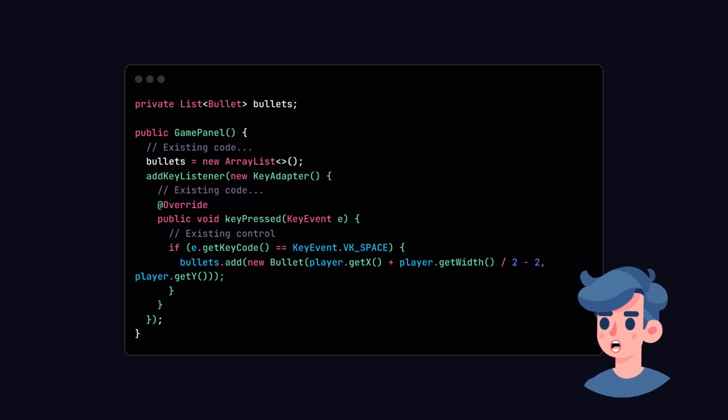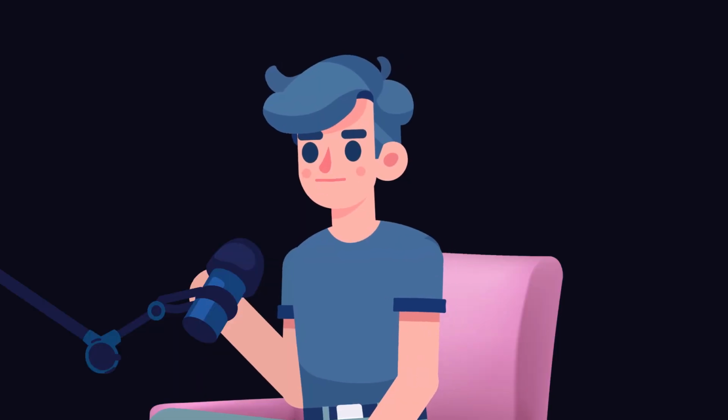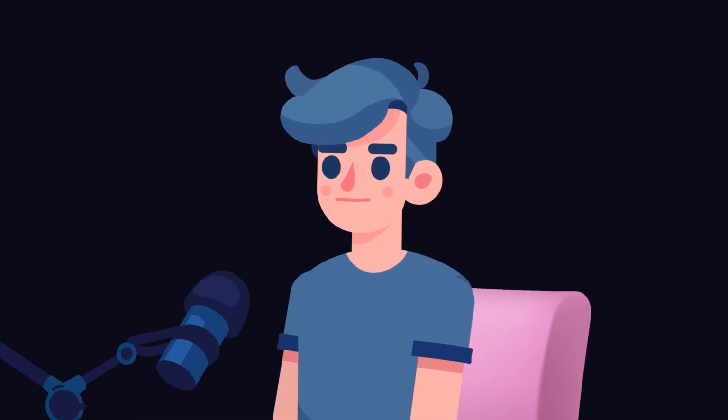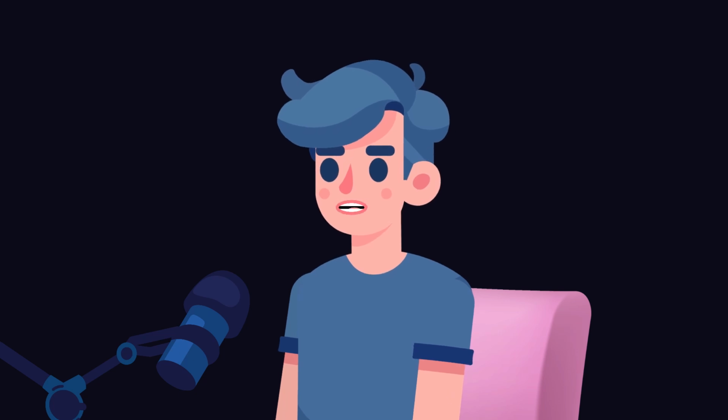We can use an array list to store bullet objects. When the player presses the spacebar, we will create a new bullet and add it to this list. In the game panel, we initialize the bullets list. When the spacebar is pressed, we create a new bullet at the player's position.